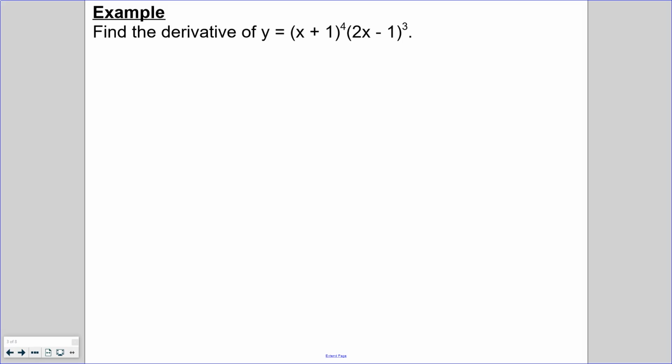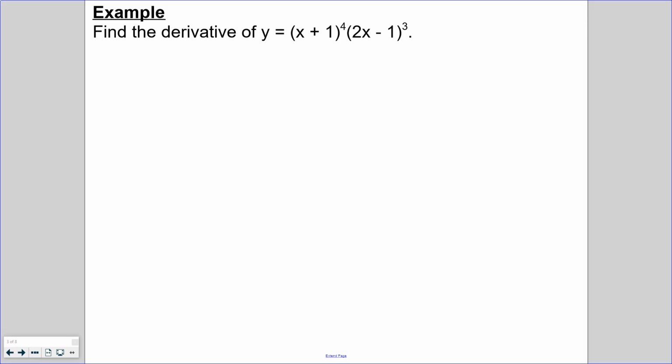Use the chain rule with the product rule. Alright, so folks, in this video we're going to be talking about how to use the chain rule with products and quotients. So we're first going to start off by finding the derivative of y equals (x plus 1) to the fourth times (2x minus 1) cubed.